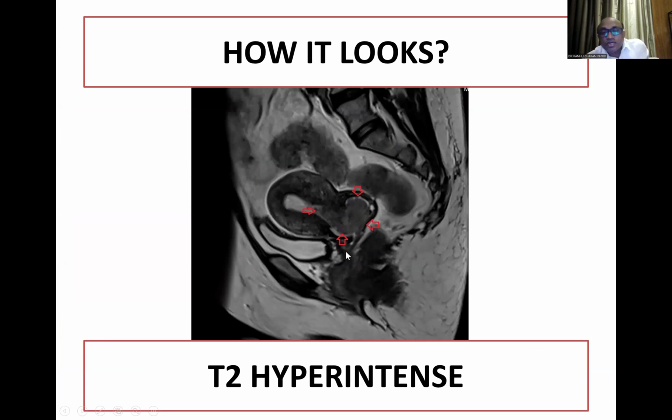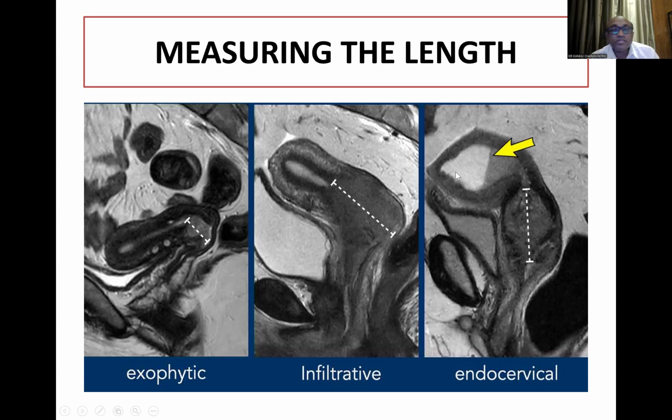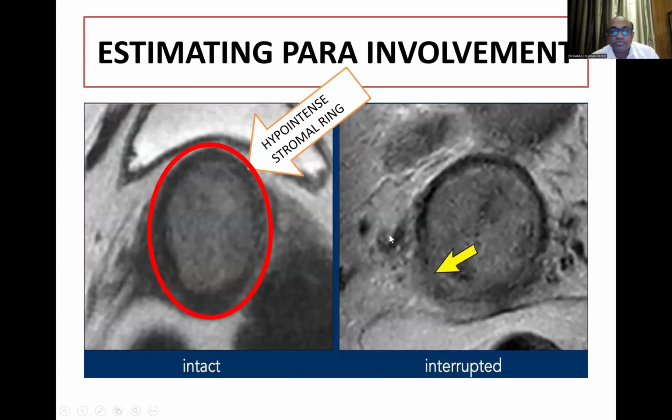So how does it look? Mostly it is a T2 hyperintense area in the cervix. It may be exophytic, it may be infiltrating the wall of the cervix, or it may be endocervical, starting from the endocervical canal and coming up, occluding the lumen. You can see this is the collection. You have to measure the length in various directions, and you have to find out whether the lesions are exophytic, endophytic, or infiltrative, and measure them.